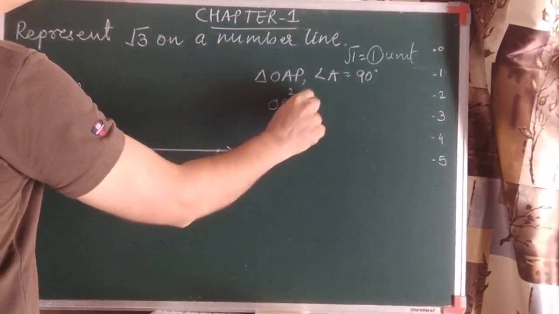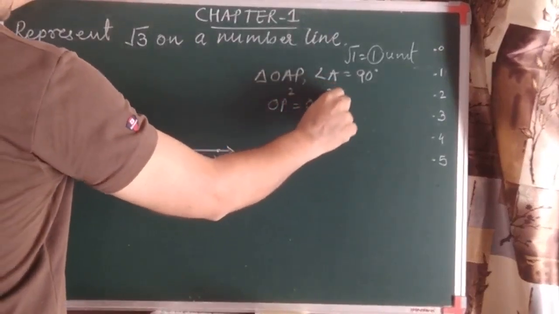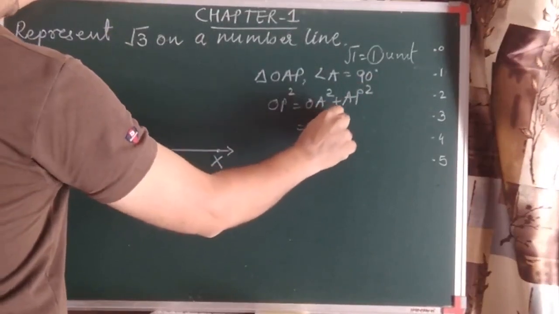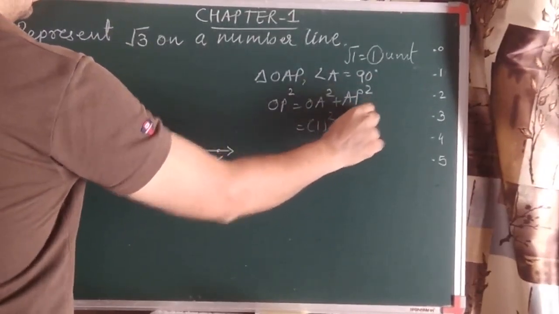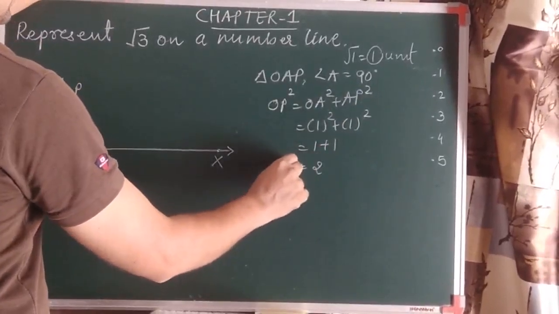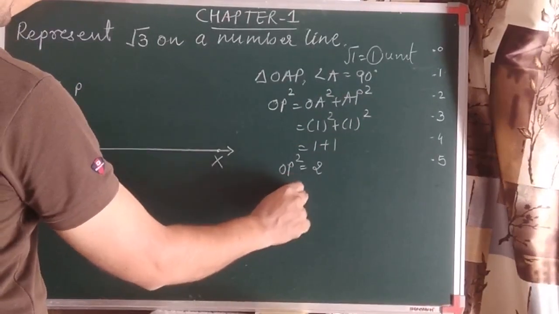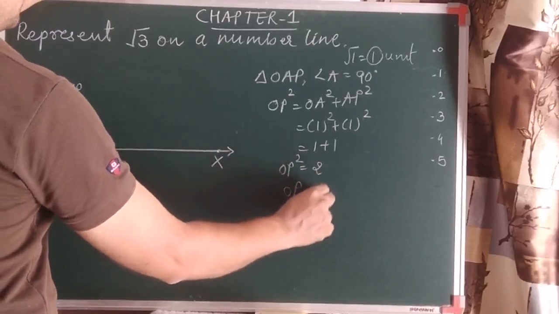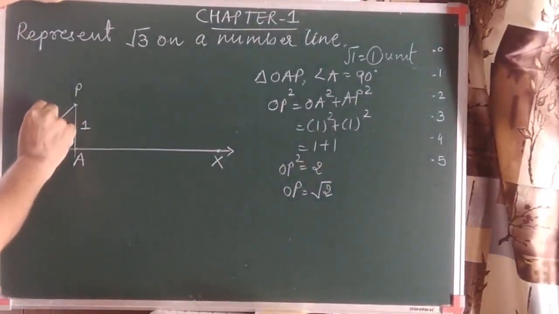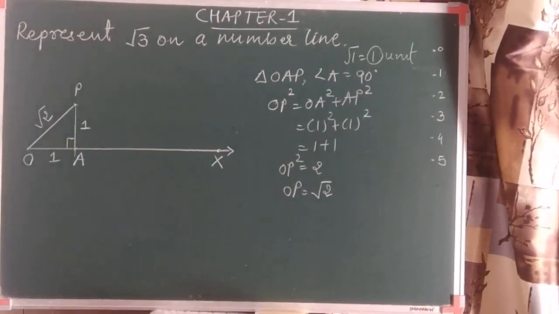OP square is equal to OA square plus AP square. OA is 1, AP is also 1. So the square of 1, 1 plus 1, is 2. So the length of OP square is 2. As the square root is not possible, OP is square root of 2. This value OP is equal to square root of 2.